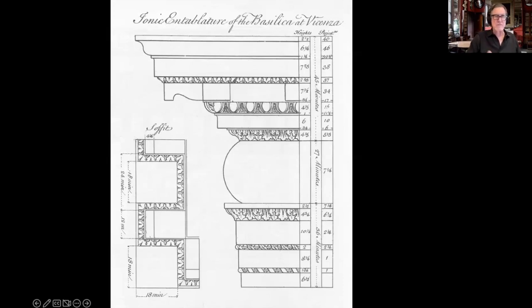Another example, this is a plate from William Chambers' treatise, but it's describing an order by Palladio. This is the entablature of the Basilica in Vicenza by Palladio. And you can see here separating the regions of the architrave down at the bottom. These are beads. There we go. So you can see them right here.